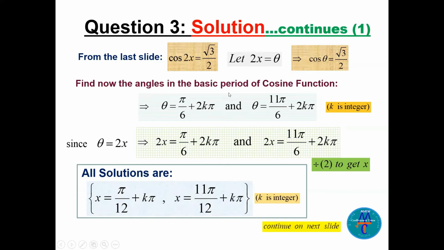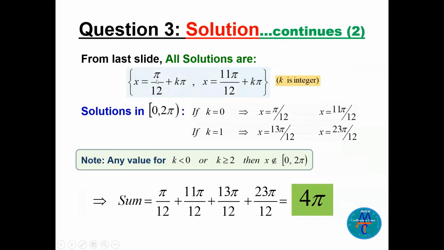Now back, we can put every theta here as 2x. So we put 2x is equal to pi over 6 plus 2k pi, and instead of this theta, I put 2x is equal to 11 pi over 6 plus 2k pi. Now let's divide by 2 to get x. So all the solutions will be x equals pi over 12 plus k pi and 11 pi over 12, divided by 2 here, plus k pi where k is an integer. Now what do we need to do now? This is the general solution here.